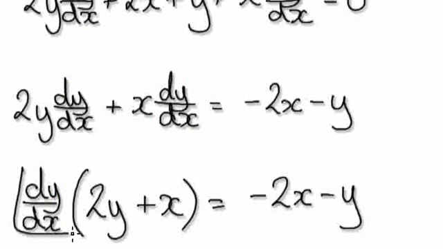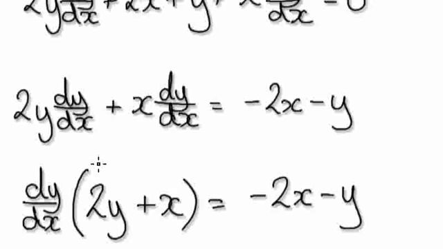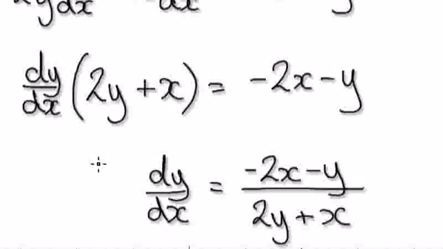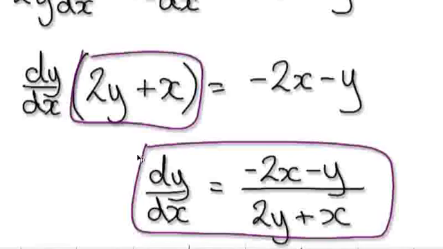So then it will be this block multiplying with this block here. So now divide both sides by this bit here. That will then give you dy by dx on its own.